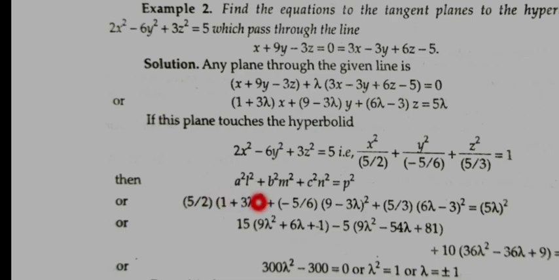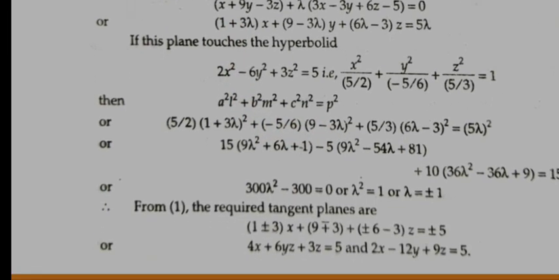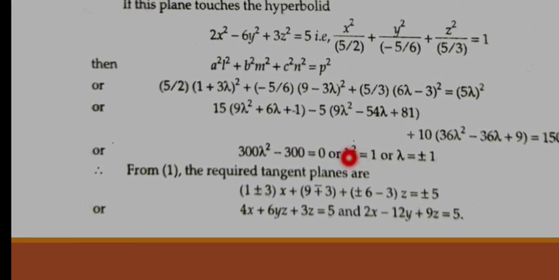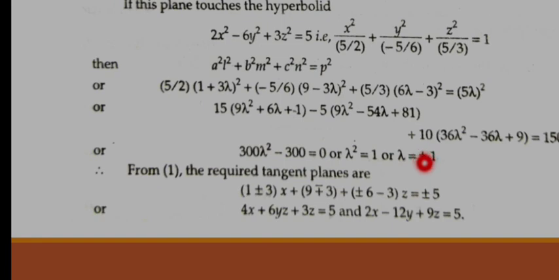Then we know that a square l square plus b square m square plus c square n square is equal to p square. Now put the values of a, b, c in the place of these values, and l, m, n are also put there. So 5 by 2 in the place of a square, and 1 plus 3 lambda, this one, put there. And now find the value of lambda. Then we find the values of lambda are 2, plus 1 and minus 1.